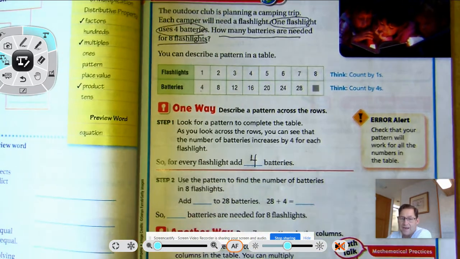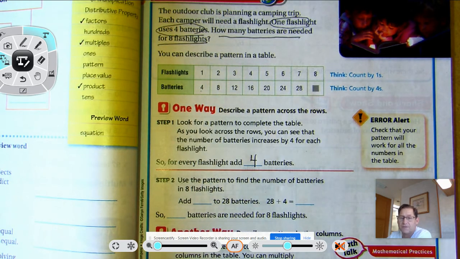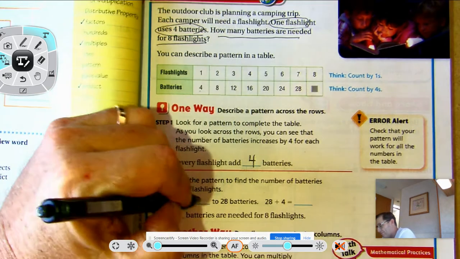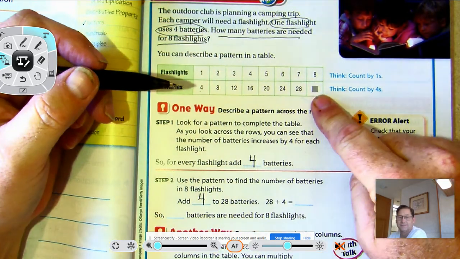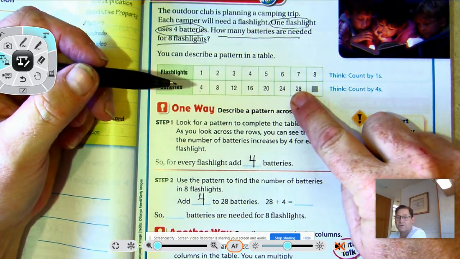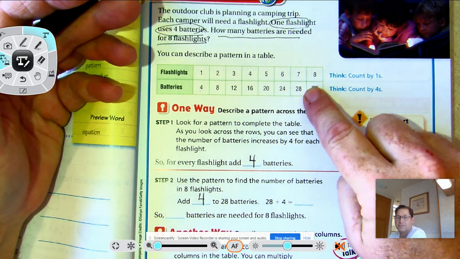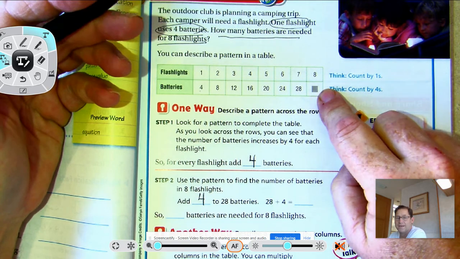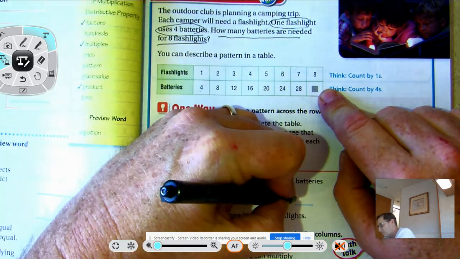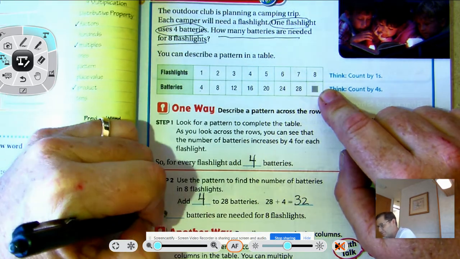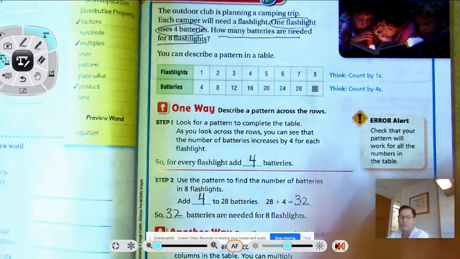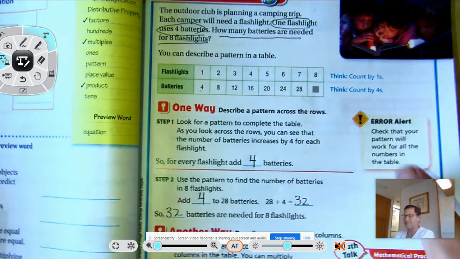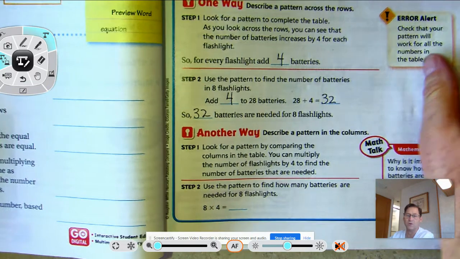So then use the pattern to figure out the missing number for 8 flashlights. We're going to add 4 to 28. Okay, 28 was our last one. After 7 flashlights, you have 28 batteries. So how many are needed for 8? We're going to count by 4. 28 plus 4 is 32. So 32 batteries are needed for 8 flashlights. So that's one way. We can describe the pattern by rows.